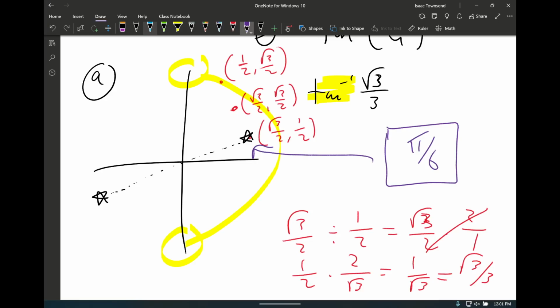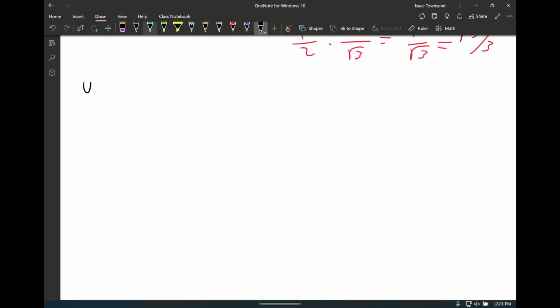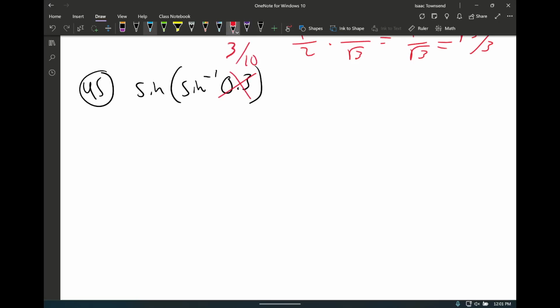Can you do 45? Number 45. Let's see, what is the sine of the inverse sine of 0.3? Well, first off, I don't want to deal with the decimal, so I'm going to change this to a fraction. This is like 3 over 10. 3 over 10 does not sound like a ratio I memorize on the unit circle. So that means if it's not unit circle, it's going to be sketch a triangle.